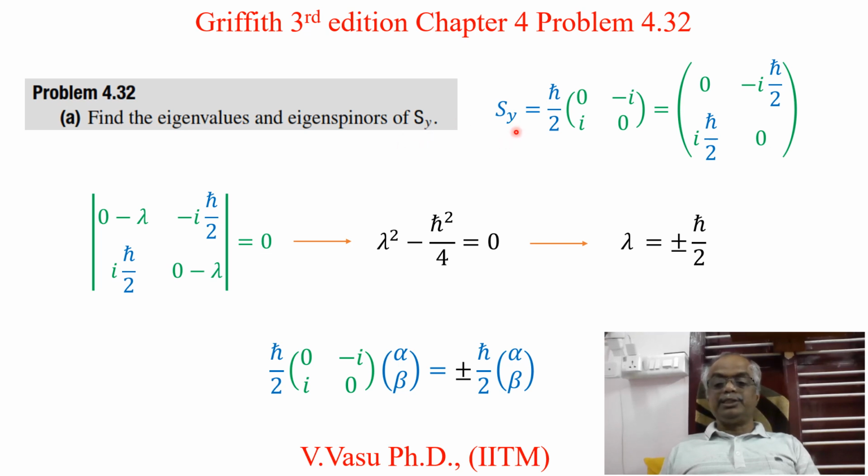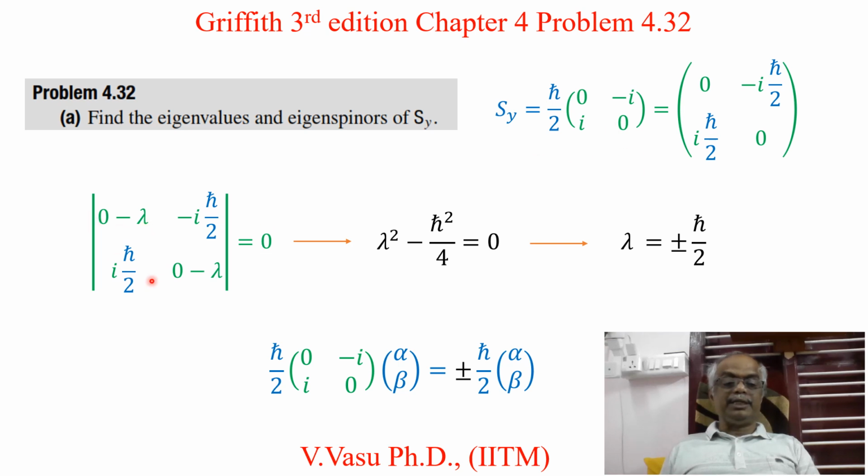So basically, the S_y matrix is ħ/2 times the matrix (0, −i; i, 0). If you bring this ħ/2 inside the matrix, then you will get (0, −iħ/2; iħ/2, 0). Now, in order to determine the eigenvalues, you find the determinant and you subtract the eigenvalue lambda. The usual method is you subtract lambda from all the diagonal elements. Here the diagonal elements are 0 and 0.